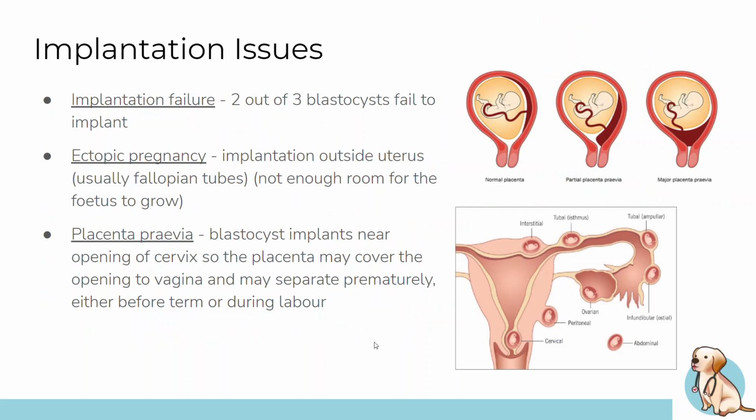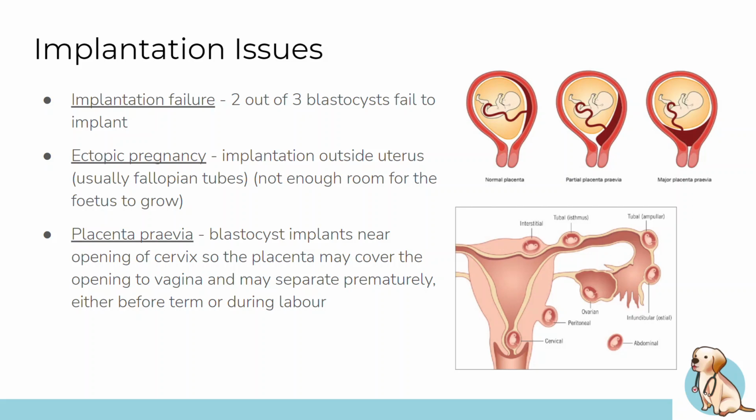There are lots of implantation issues. The most common thing is just implantation failure. 2 out of 3 blastocysts actually fail to implant. Ectopic pregnancies is something that you should have heard about already. That's when the blastocyst implants outside the uterus, usually in the fallopian tubes. And outside the uterus, there's just not enough room for the fetus to grow. So ectopic pregnancies are a medical emergency because a ruptured ectopic can lead to death.